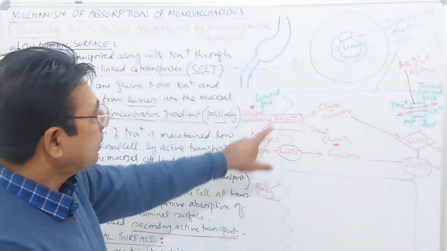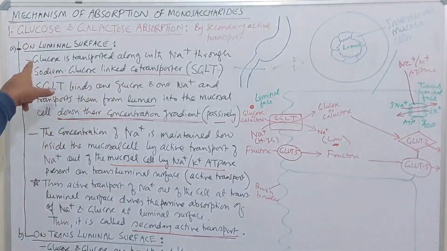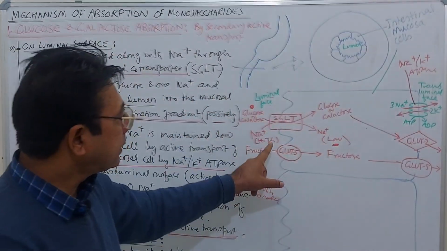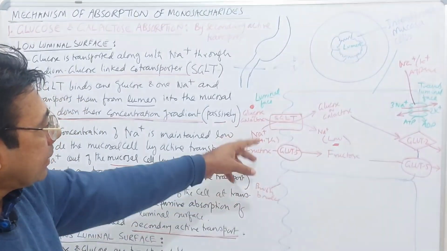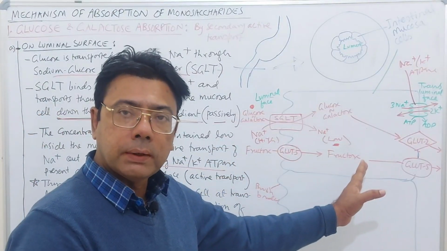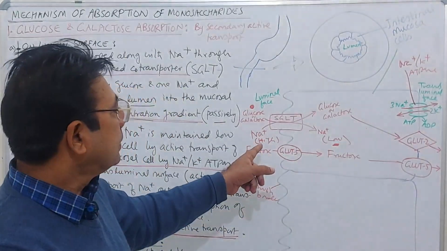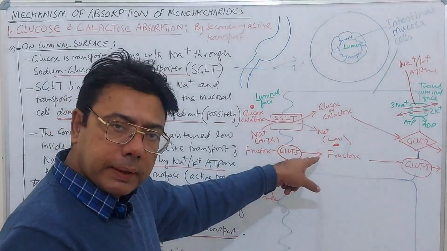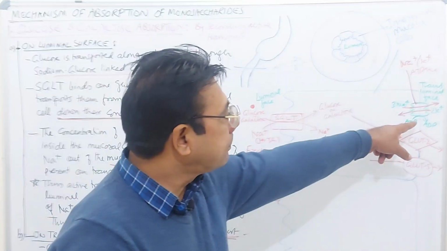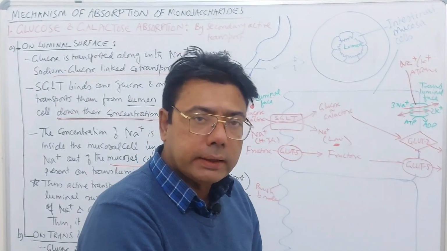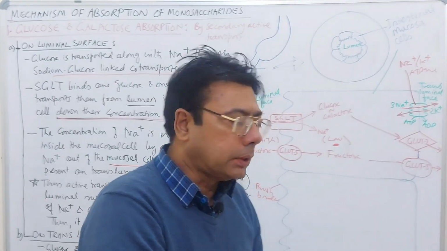So on the luminal phase, here I am talking about the transport of glucose on the luminal surface. Here you see that the intake of glucose on the luminal surface of the intestinal mucosal cell is appearing to be passive, but it is driven by an active process taking place on the transluminal phase, so it is called secondary active transport.